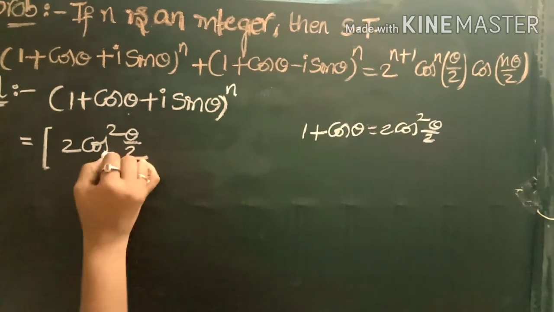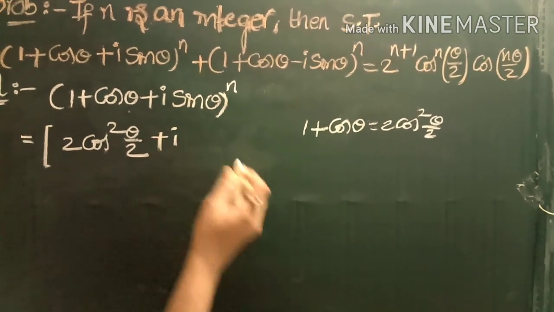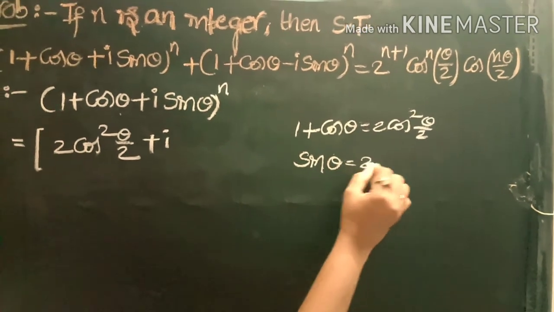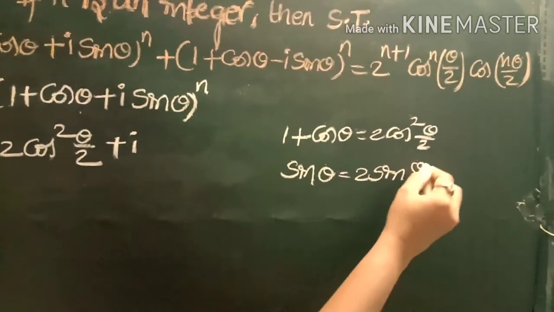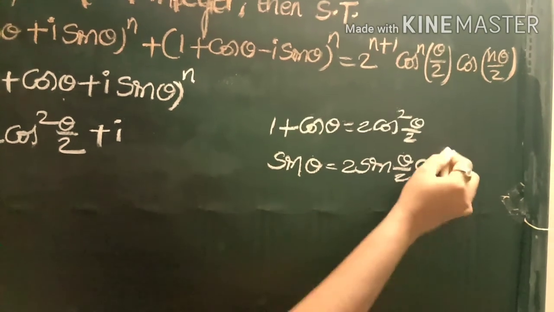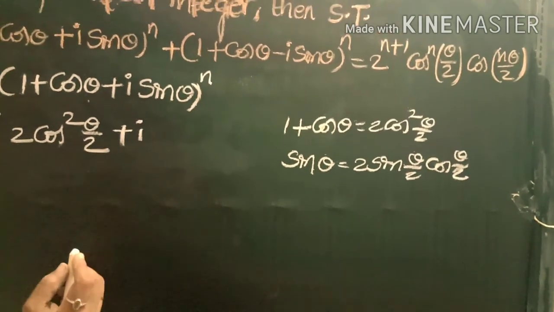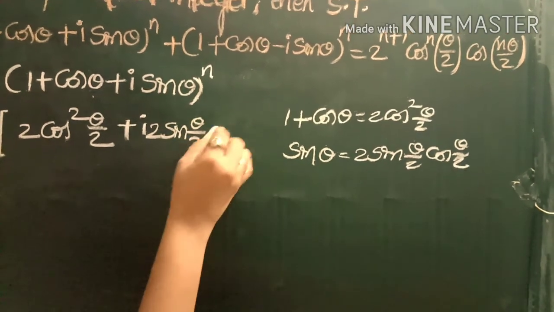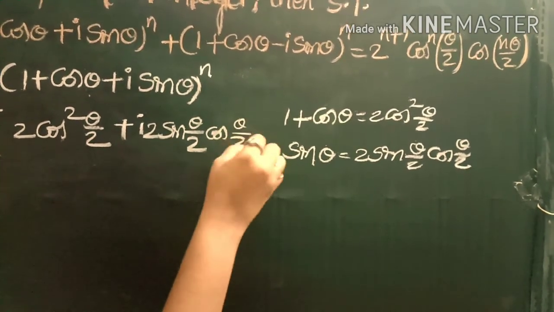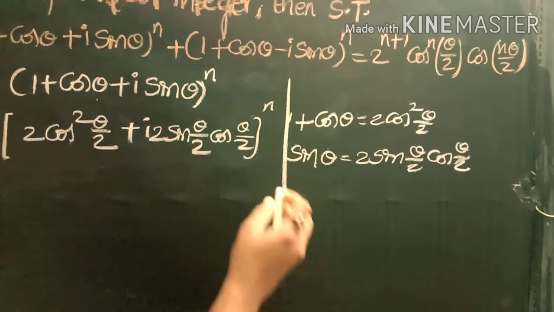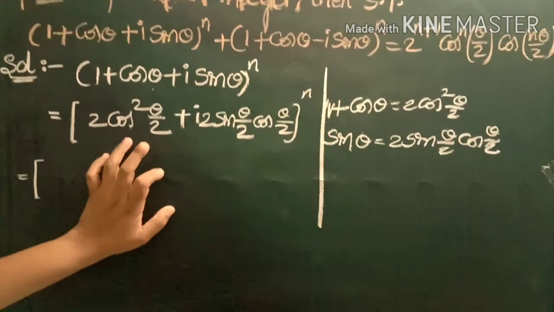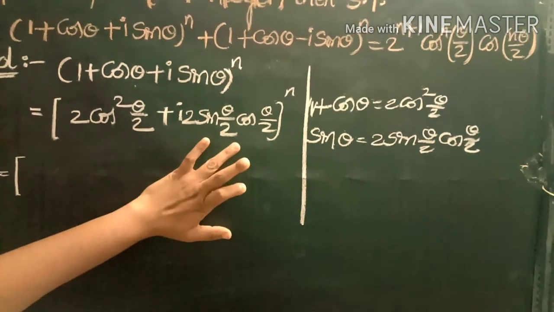Now replacing this value here, plus i into sin theta. What is the sin theta formula in terms of theta by 2? Sin theta is equal to 2 sin theta by 2 cos theta by 2. So we are replacing the formula here: (2 cos square theta by 2 + i into 2 sin theta by 2 cos theta by 2) whole power n.